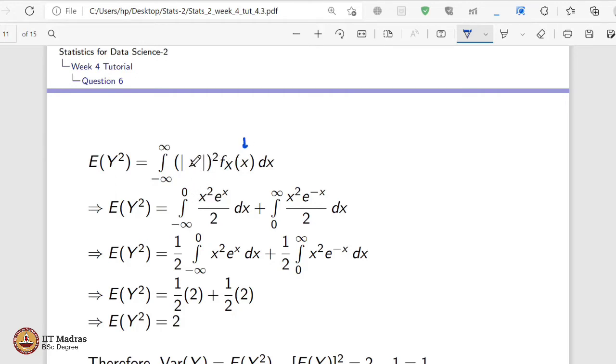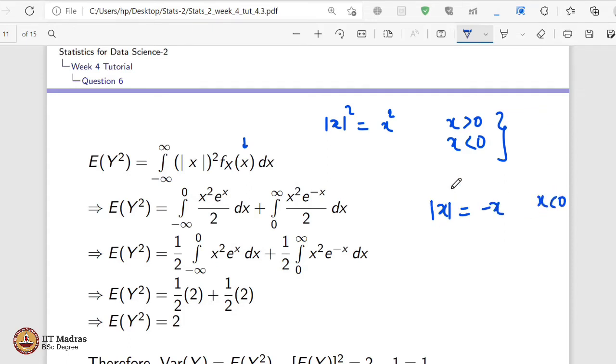Now we have mod of x square. Mod of x square will be simply x square for all values, whether x is greater than 0 or x is less than 0. Why is that? Because mod of x is simply minus x for x less than 0, so if we square this value, the minus of x gets squared and we have x square for all values of x less than 0 or x greater than 0.